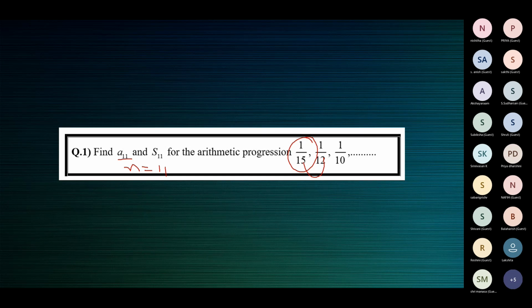First, prepare. To use the formula, you need the values of A and D. What is A? 1 by 15. What is D? 1 by 12 minus 1 by 15. So find A and D, write out A and D and N, and then use the formula to find A11 and S11.